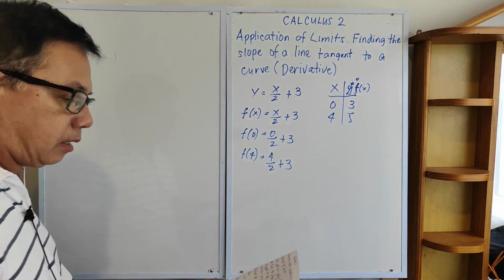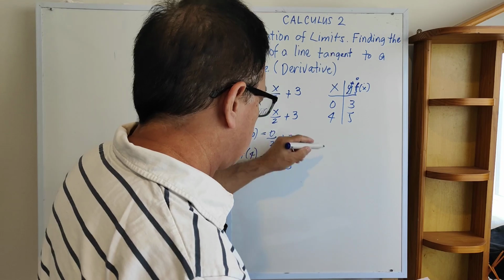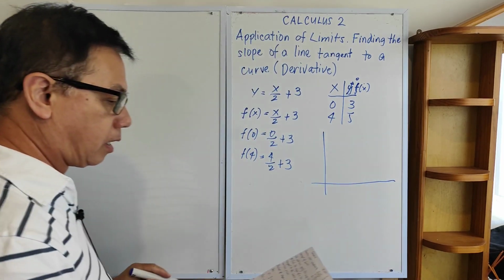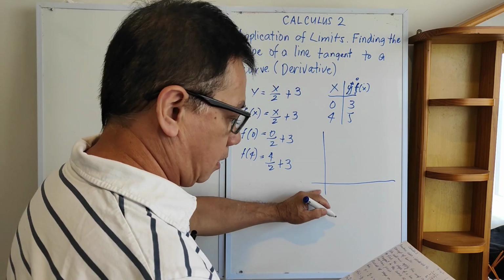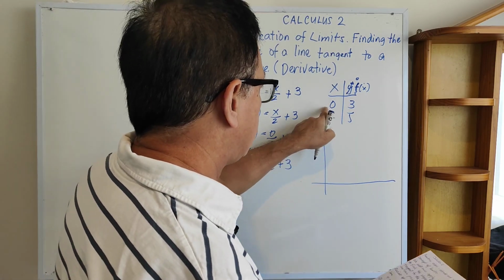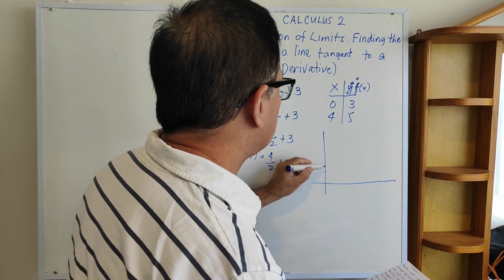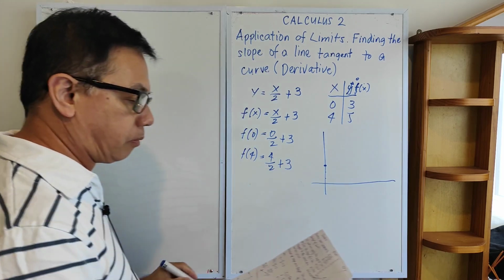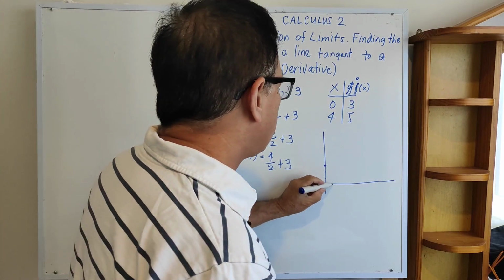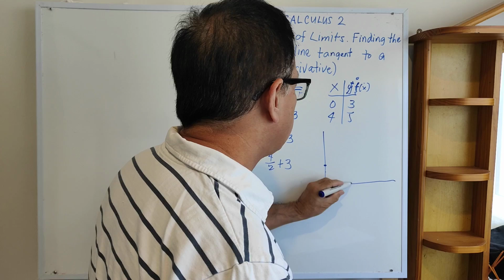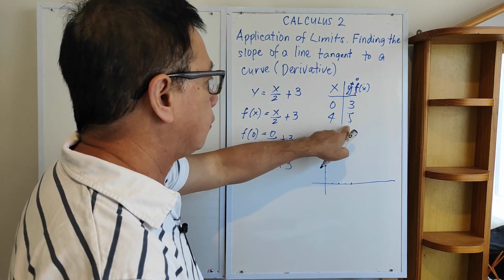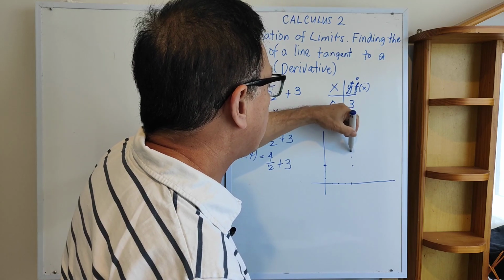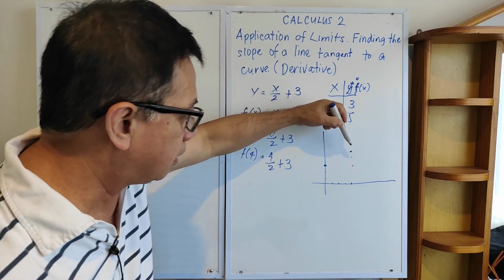So let me plot this one. We have your x and y, and then 0 and 3, so 1, 2, 3. So if x is 0, your y is 3, so this is the point. If x is 4, 1, 2, 3, 4, your function is 5, so if this is 3, 4, 5, this is your line approximately.